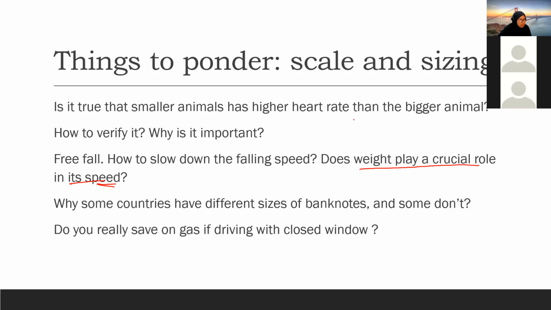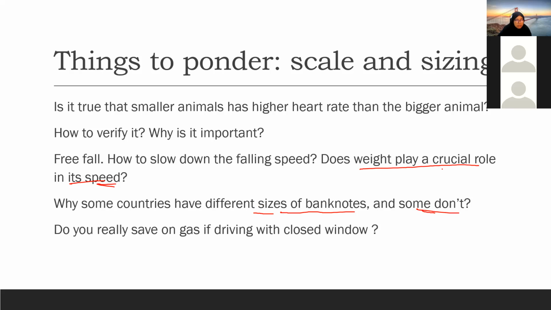Okay, I just want to say some comment about that. Power and speed, they are different, but the power is based on the speed and also based on the weight of something. Why some countries have different sizes of banknotes and some don't? For example, Malaysia, we have 10 ringgit, the size is not the same as 20 ringgit, and same thing for 1 ringgit.